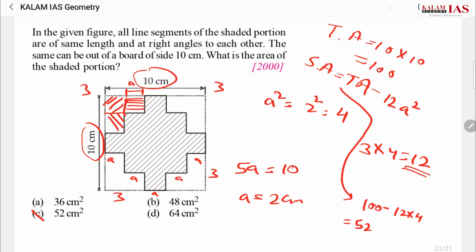I'll just summarize. This is the entire board, square board, and we have to find the area of shaded portion. So we have to just delete the unshaded part and we'll arrive our answer.